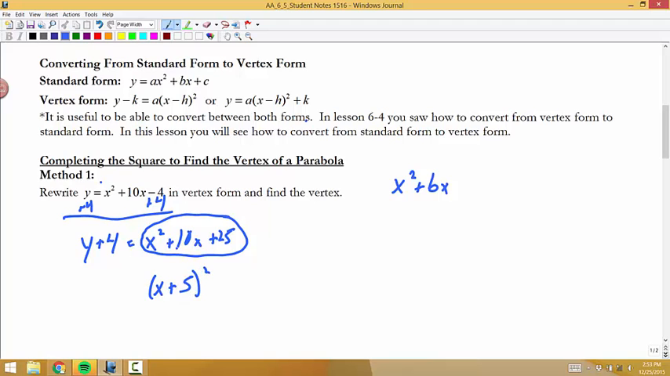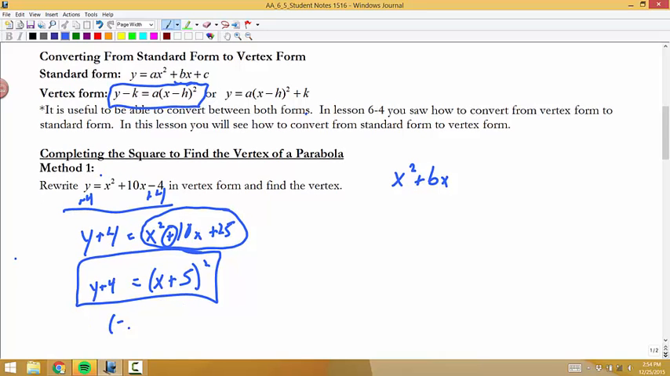In other words, it will always be half of whatever this b term is. The sign is going to depend on this sign right here. If it's positive, this will be positive. If it's negative, this will be negative. And over here, I still have y plus 4. You'll notice now that what I have is in vertex form, exactly the same as what we have right up here. So we can easily find our vertex, and the vertex for this one would be the point (-5, 4). I'm sorry, (-5, -4).